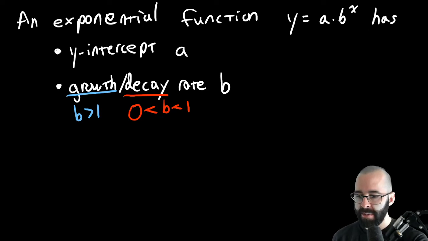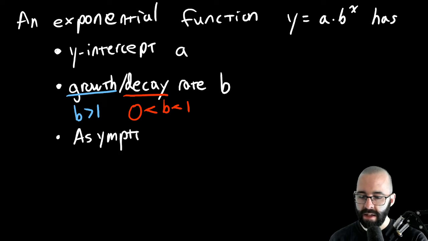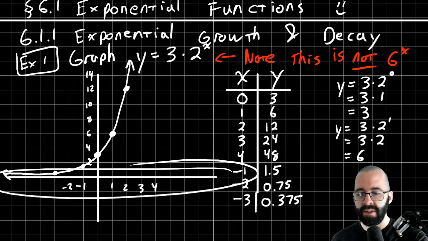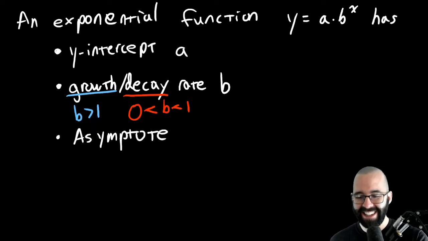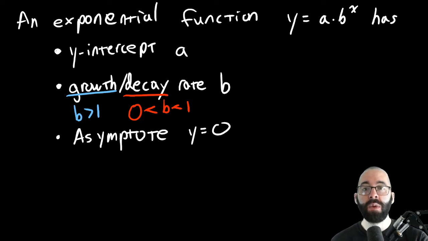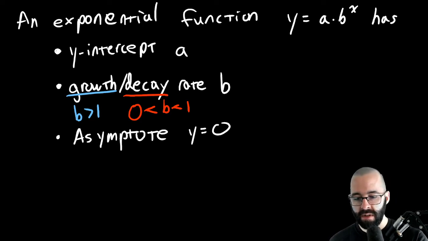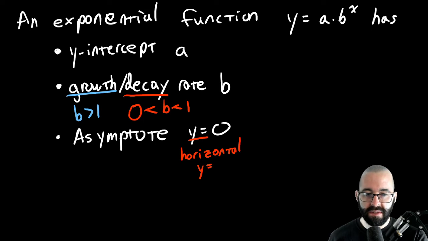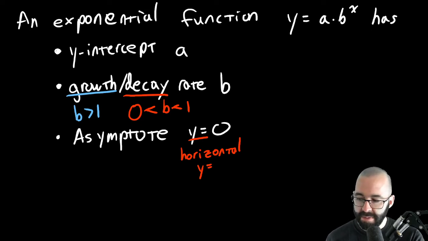Okay. Last thing, asymptote. There was a horizontal asymptote right here on the y-axis. What's the equation of that? Horizontal line. So it's y equals. All right, so it's horizontal. Always of the form y equals blank. So that's the basics of exponential functions. Let's do some problems.